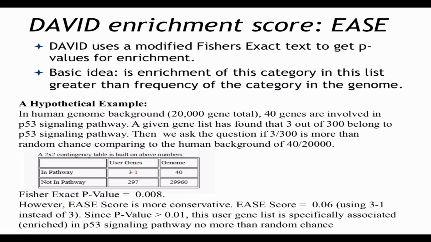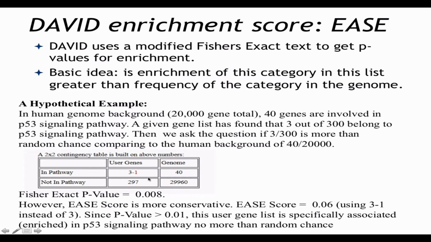I'm not going to dwell on this, but it basically uses a variant of the Fisher's exact test, although functionally it ends up being a lot like a hypergeometric test. It just says, all right, you gave us a list of 40 genes. Oh, you gave us a list of 300 genes. 3 of them are in the p53 signaling pathway. We know that the human genome has 20,000 genes, and 40 of them are in the p53 signaling pathway. Is 3 out of 300 more enriched than 40 out of 20,000? And is it statistically more enriched according to the Fisher's exact test?